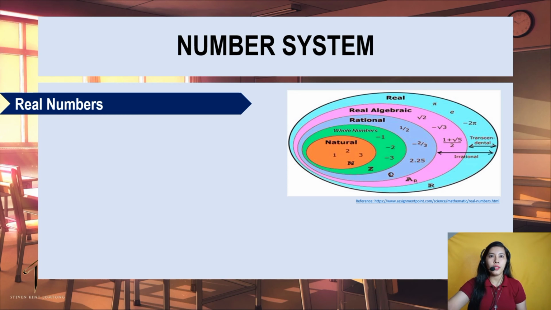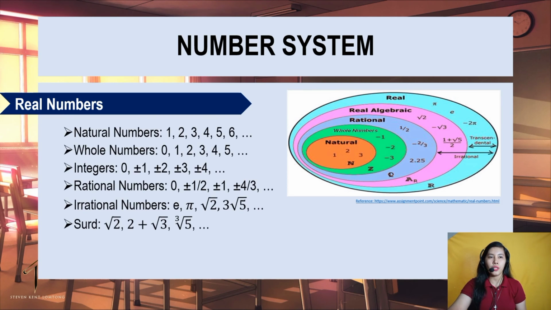So, we know that the number system is divided into the real numbers and imaginary numbers. Our real numbers are composed of the natural numbers, so those are 1, 2, 3, 4, 5, 6. When we say whole numbers, that includes 0, so 0, 1, 2, 3, 4, 5, and so on and so forth. Then our integers, of course, the negative numbers, 0, and the positive numbers.